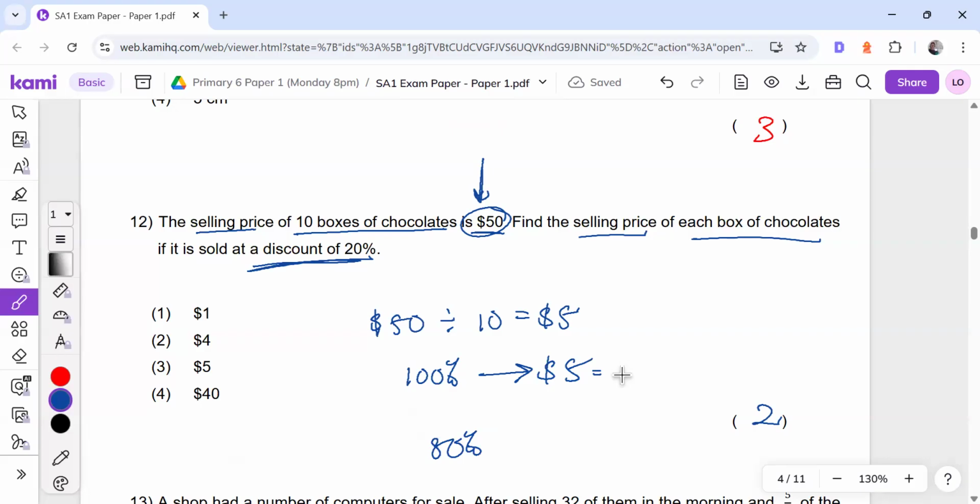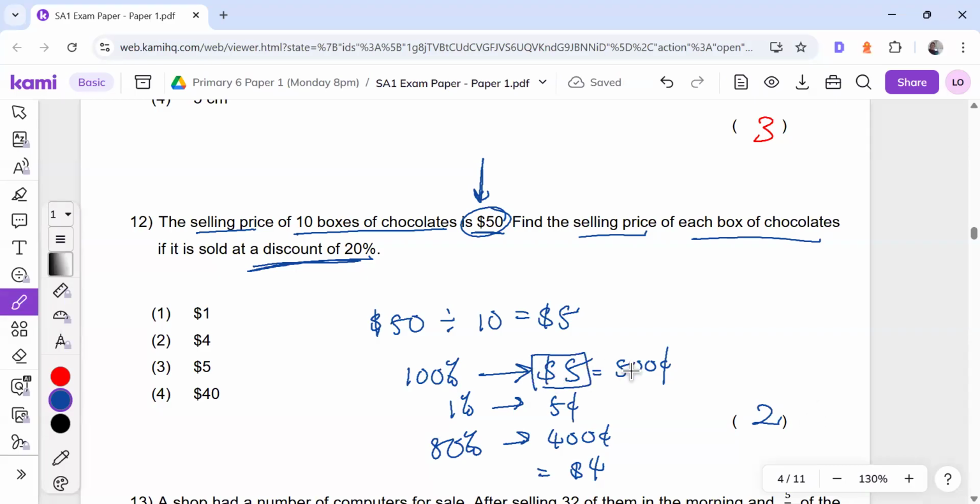You can change the $5 into whole numbers. That's also one of the ways. Then your 1% will be 500 divided by 100, you get 5 cents. That's how you change the dollars into cents. Then 80% will be 80 times 5, 400 cents. And isn't that $4? So how much is the box after discount? $4. Got it? Clear? All right.